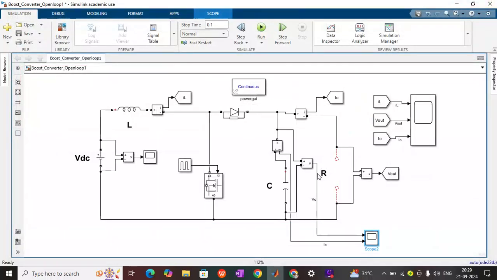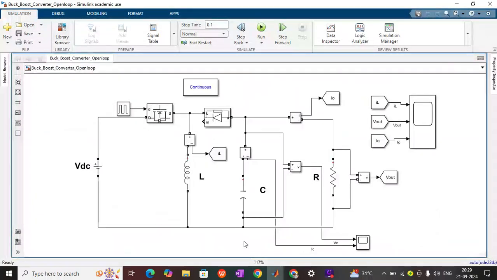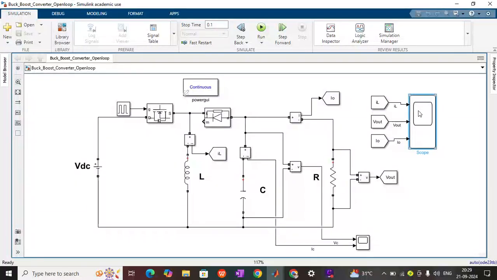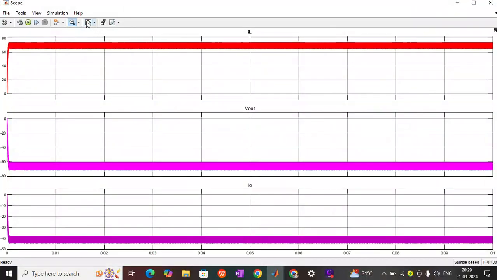Now we will do the same thing for the buck boost converter. Important thing for the buck boost converter: similarly, I have applied 100 volt and a pulse of 40%. Okay, now I will run it. So nearly 66 volt I am expecting at my output. Just see what output I am getting.